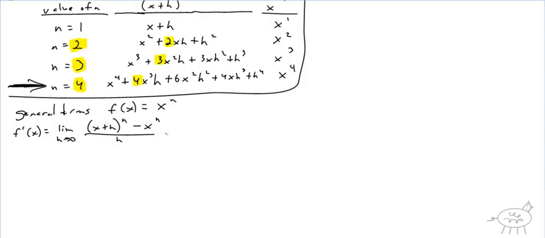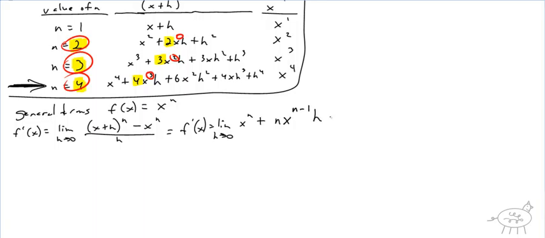So if I now expand this, f prime of x equals the limit as h approaches 0, and it's going to be x to the n, right? Plus, remember I told you that 4 went with that 4, so that means my exponent is n. Do you guys agree it's going to be n, and isn't it 1 less? See, this is 1 less, 1 less, 1 less than these, so n times x to the n minus 1, times h. Do you agree with that?